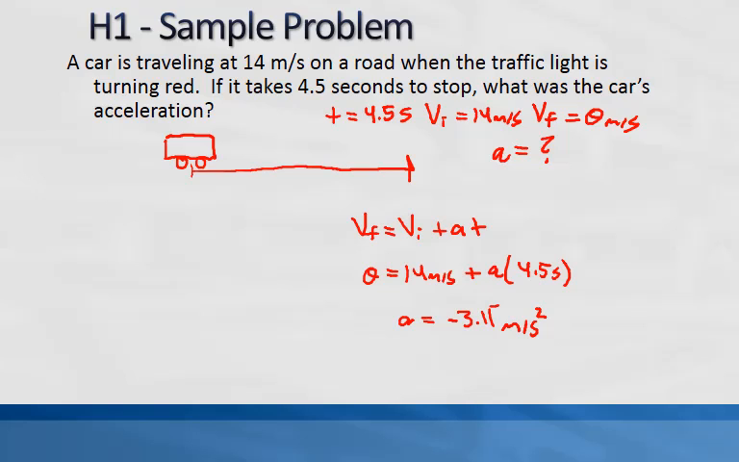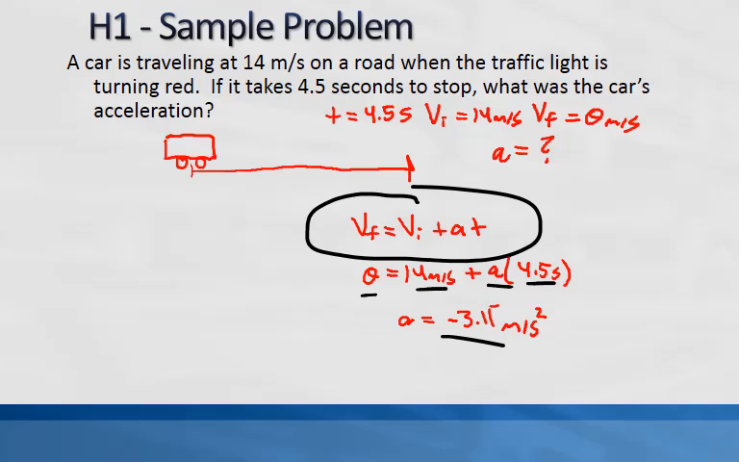Okay, so we should get negative 3.11 meters per second squared. The first equation on that list works. We know the final velocity, we know the initial velocity, we know how much time it took, so the acceleration therefore would have to be negative 3.11. That should make sense because the acceleration is negative, the velocity here is positive, and it's going to slow down.